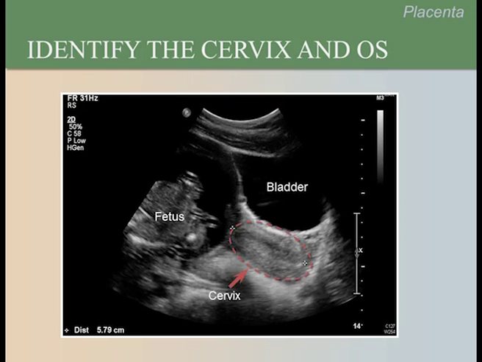Here we have identified the fetus, bladder, and cervix. Now we will remove the cervical outline to show the location of the internal cervical os. The calipers in the image are positioned at the internal and external cervical os. The cervical canal appears as a slightly darker line between the 2 calipers.